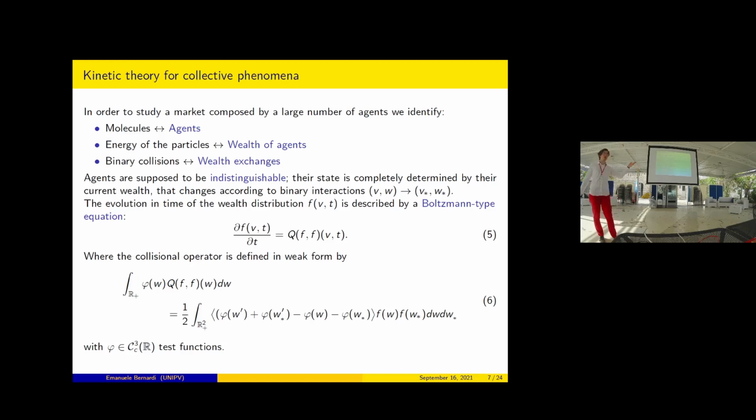The kinetic theory for collective phenomena in general is a reinterpretation of the classical kinetic theory, where we want to identify the molecules of the classical thermodynamical system with agents, the energy of the particles with wealth of the agents, and binary collisions with wealth exchanges. As it was for the Maxwellian particles, the agents are supposed to be indistinguishable, and their state is completely determined by their current wealth, which changes according to the binary interaction, so the wealth exchanges that we decided to use. This type of situation and the evolution in time of the wealth distribution is described by a Boltzmann-type equation. In detail, we have spatially homogeneous Boltzmann-type equations, where the collisional operator can be defined by the so-called weak form using a suitable test function.